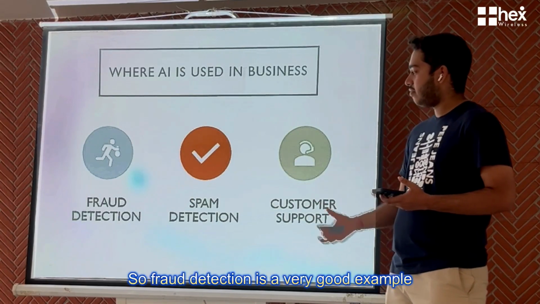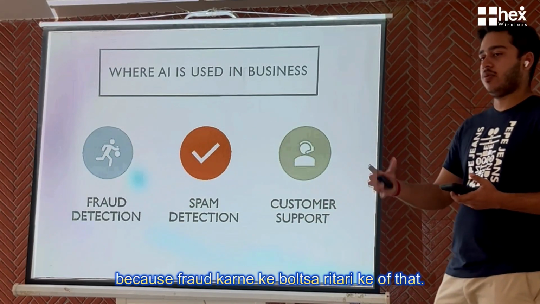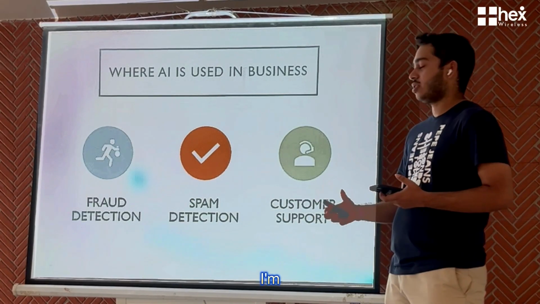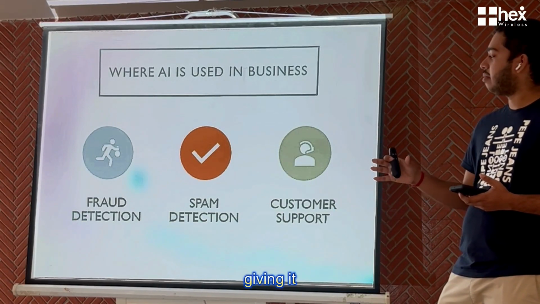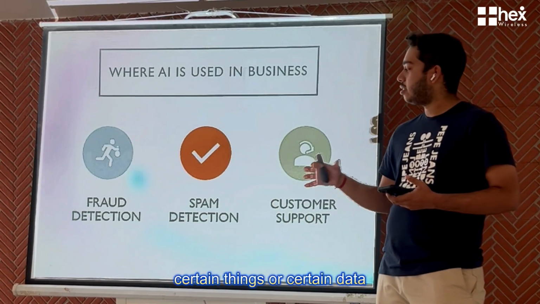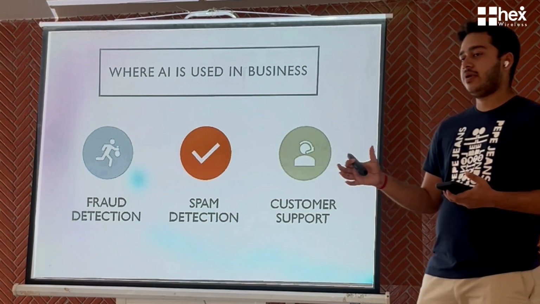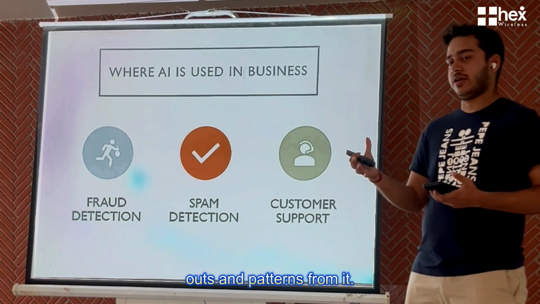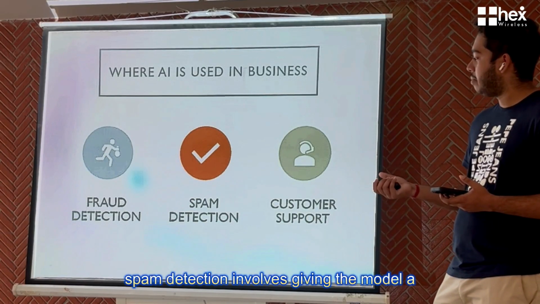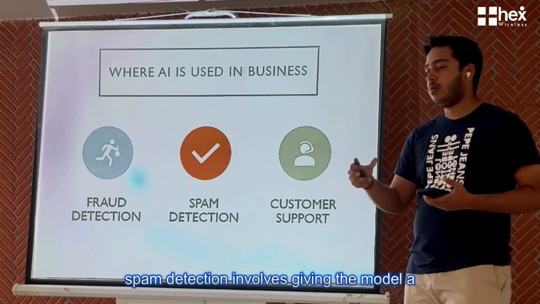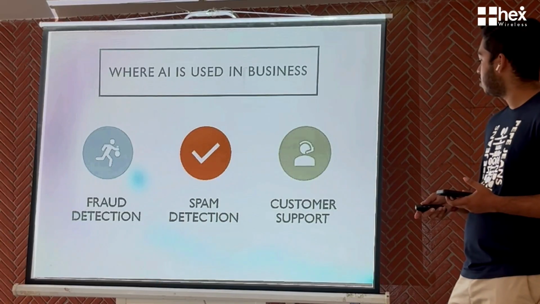So fraud detection is a very good example because there are many ways of committing fraud. I cannot tell the AI that this is the fraud. I am giving it certain data and I'm saying, draw out some patterns from it. Then comes spam detection, as I said before. Spam detection involves giving the model a set of spam and ham messages.